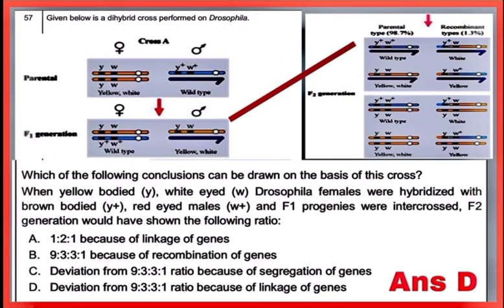Question 57. Given below is a dihybrid cross performed on Drosophila. Which of the following conclusions can be drawn on the basis of this cross? Option D. This cross is showing deviation from the 9:3:3:1 ratio because of linkage of genes. This ratio was obtained by Mendel in his experiments in dihybrid cross. But if the genes are present on the same chromosome, they are linked and tend to go together. As a result, more parental types will be obtained than the recombinant type.